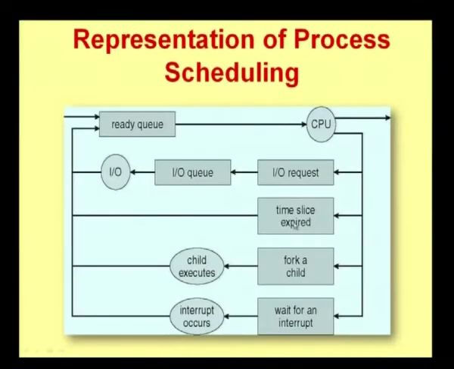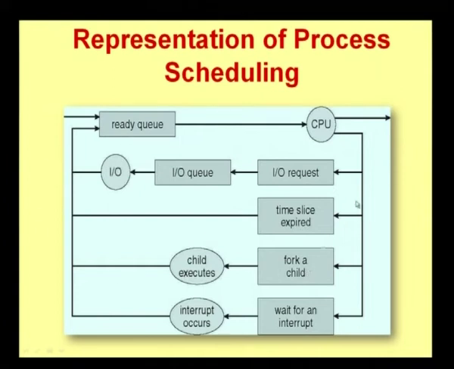Then if it happens to be a time slice expiration, it again goes to the ready queue, and from the ready queue again it goes to the CPU, and then the example continues. Then it is to fork a child. Fork a child is again a smaller child gets created. So this child executes, then goes to a ready queue.